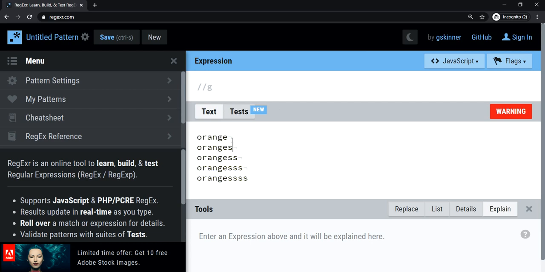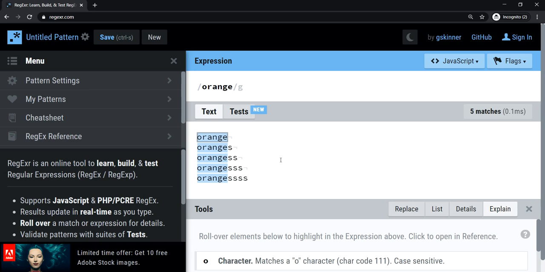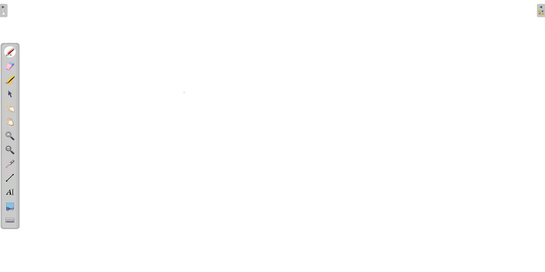So I'll start with the first string, orange. So it's just matching the first word. In the second word till orange, S is not matching. That means S is optional. Now we have to think in a way where asterisk is taking 0 times or more, plus 1 or more, and question mark 0 or 1.